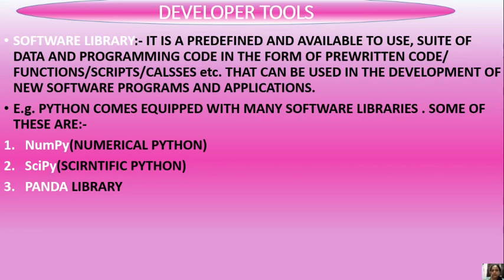Python comes equipped with many software libraries. These are supporting softwares to create something advanced. If you want to include some advanced features in your Python, at that time you can use these libraries. Some of these are NumPy, SciPy, Pandas. NumPy is for numerical Python and SciPy for scientific Python. So developer tools are used just to develop that particular application, whatever work you are doing.